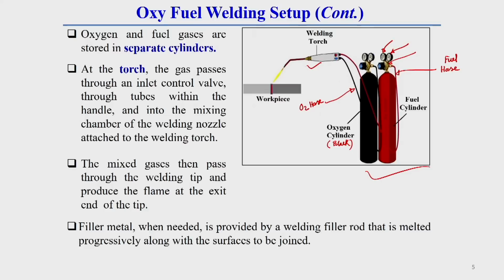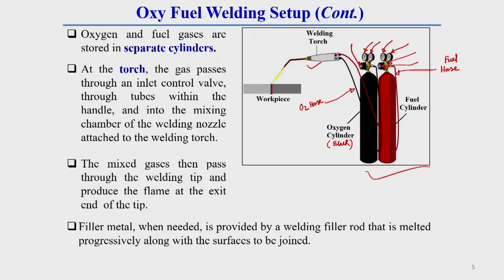Now, you see here also there are two regulators. Similarly, in the oxygen cylinder also there are two regulators. Again, one represents the cylinder pressure and the other represents the working pressure. How is the working pressure controlled? It is controlled using this fuel regulator, and this is called the oxygen regulator. By opening the fuel regulator valve or the oxygen regulator valve, we can control the working pressure of the welding operation.